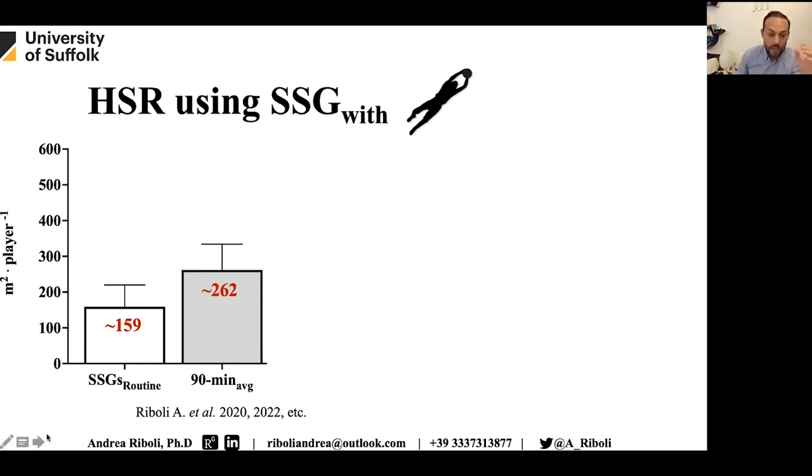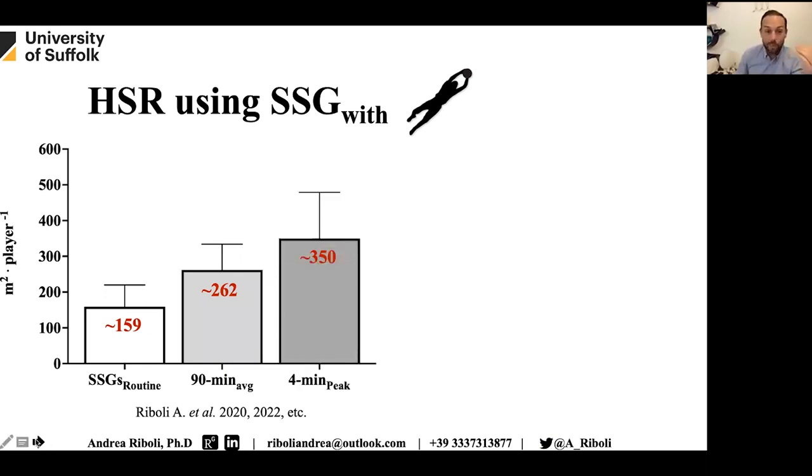per player. But if we want to consider the pitch size to replicate the 4-minute peak, for example, we need an area per player significantly higher, near to the area per player usually required during official match demands.